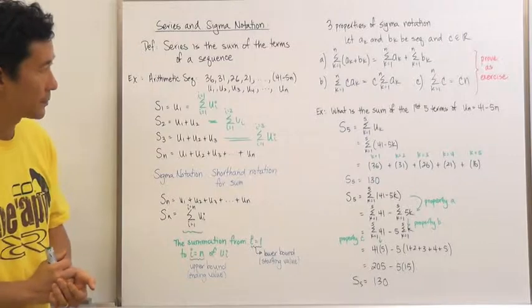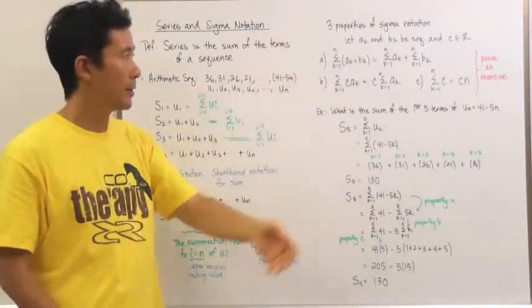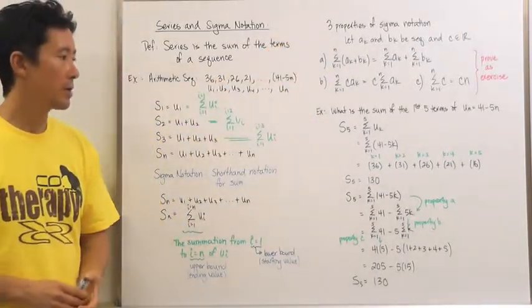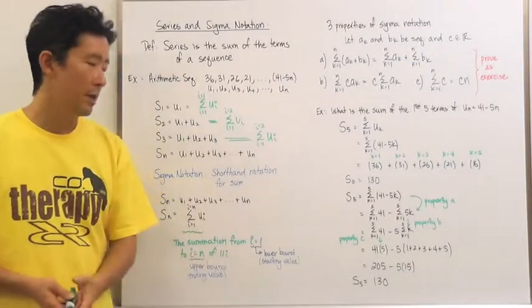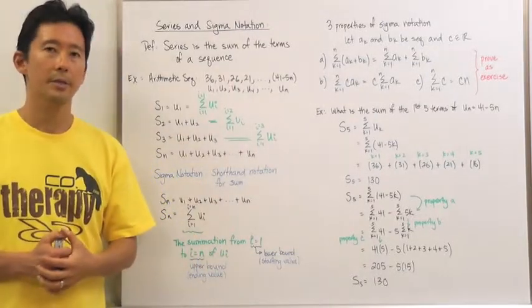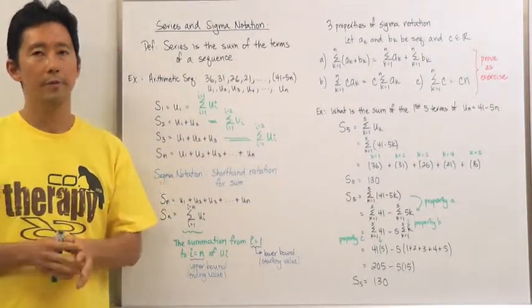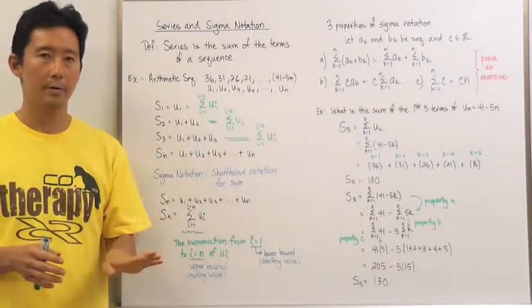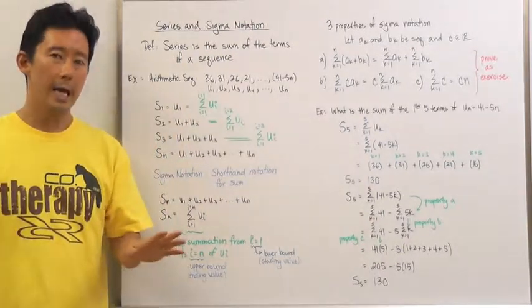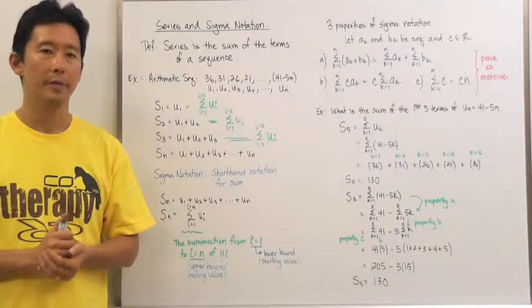Now, we also have three properties of sigma notation which we can use to help us determine the value of a particular series. So it's going to be very important for us to remember the relationship between series, sigma notation, and the sequence upon which the series is based.